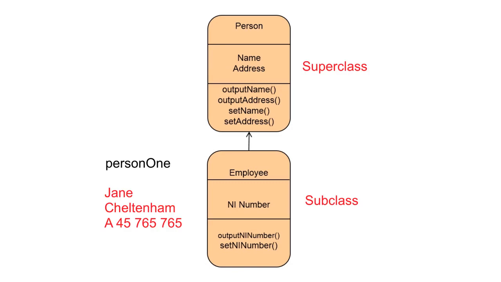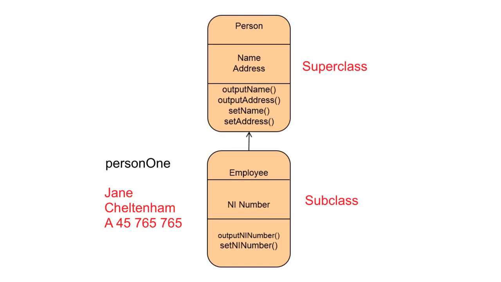Person, in this case, is called the superclass of employee. An employee is a derived or subclass of person. In this example, Jane has been instantiated or created as an object of the employee class. The new object has come into being and automatically inherits all the methods of the parent class person, as well as having its own more specific attributes and methods.